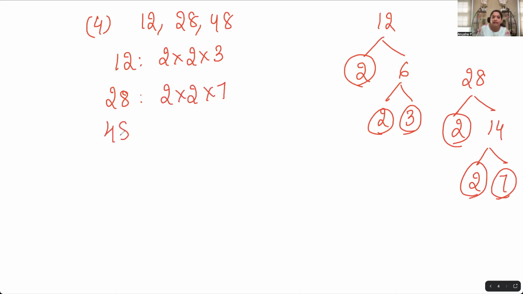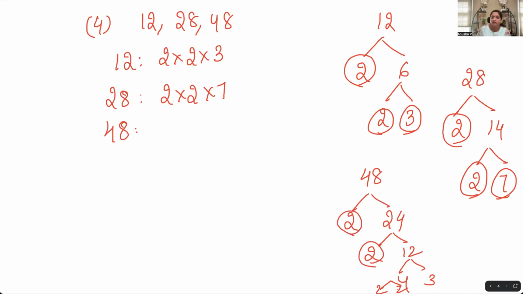What is 48 now? 48 is nothing but 2 times 24, 2 times 12, 4 times 3. 4 is nothing but 2 and 2. So how many 2's we have? 1, 2, 3, 4, four 2's and one 3, right? Okay, listen carefully.